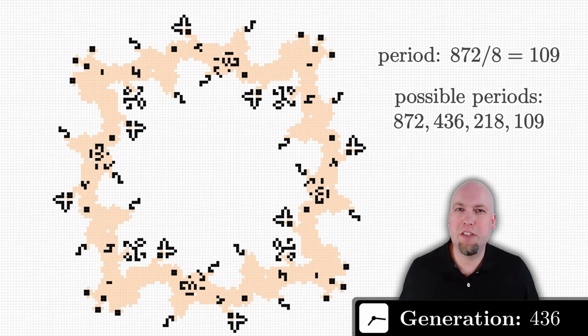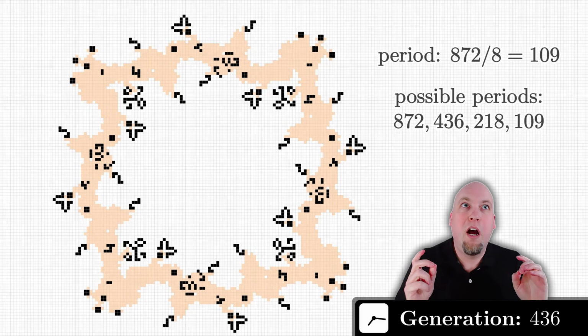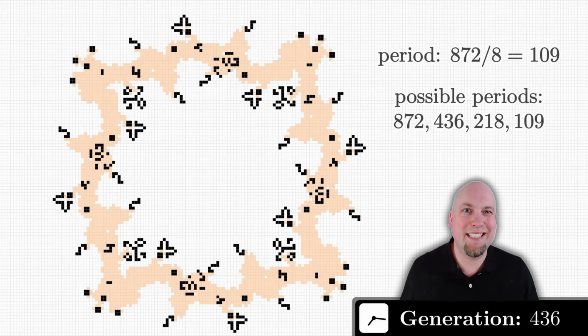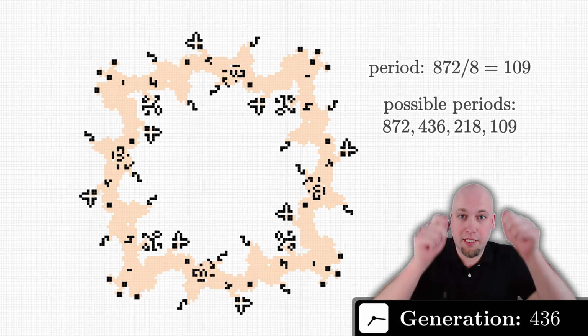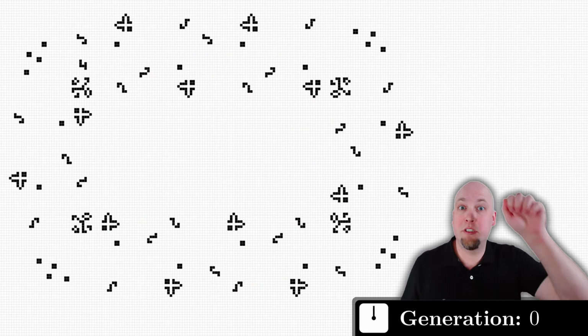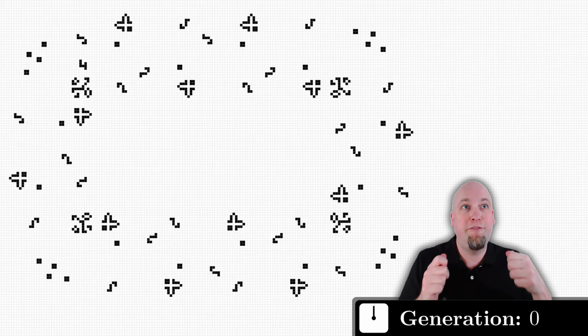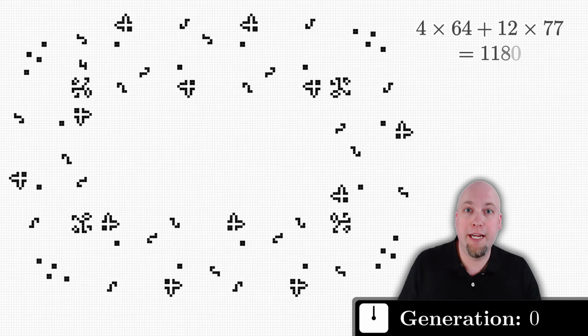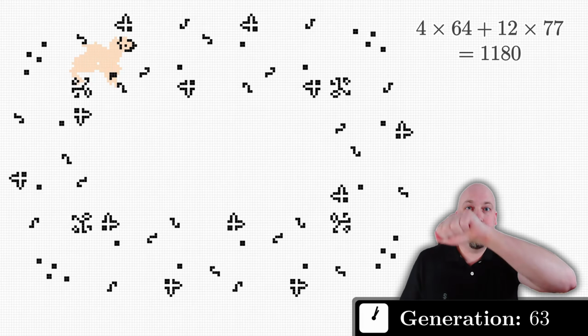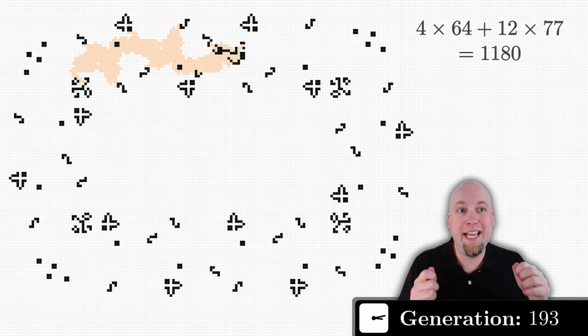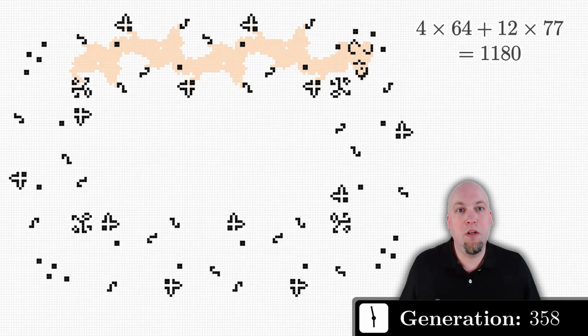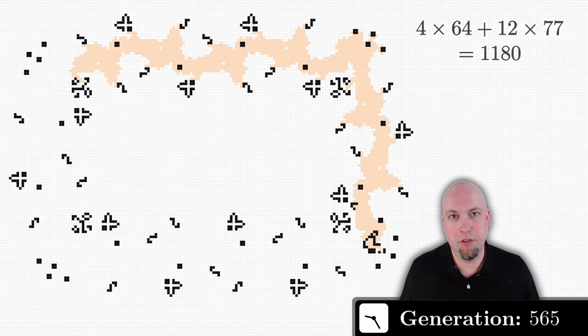But that's not too much of a barrier for us, because we can construct other Herschel tracks out of these exact same conduits. For example, if instead of using 2 FX77 conduits on the top and bottom of that Herschel track, we used 4 on the top and 4 on the bottom, well, we're going to add an additional 4 times 77 generations to the time it takes a Herschel to go around the track. So we're going to get a track that takes 1,180 generations for a Herschel to go around.